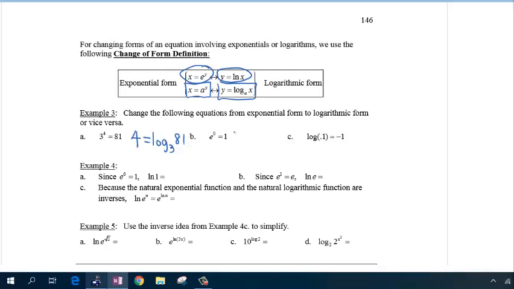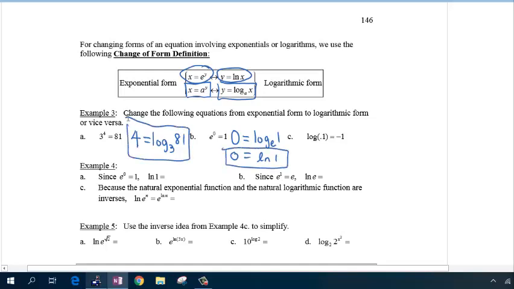For part B, the exponent once again is 0, so I'll say 0 equals log base e of 1. Log base e, of course, can be written as the natural log. So 0 equals the natural log of 1.